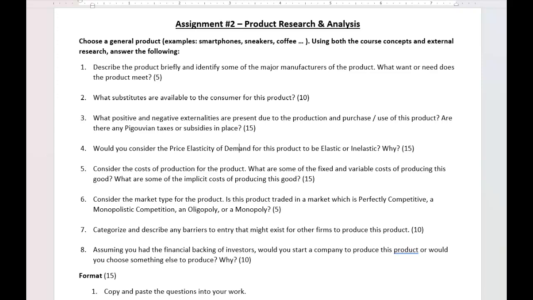Goods that are elastic are going to have bigger fluctuations, right? In good times, we'll sell more. In bad times, we'll sell less. Whereas inelastic goods are going to be more steady as we go, right?